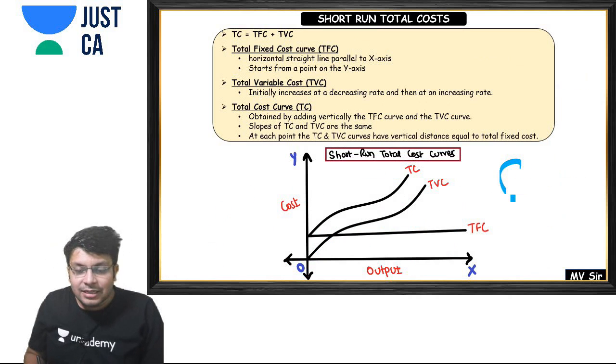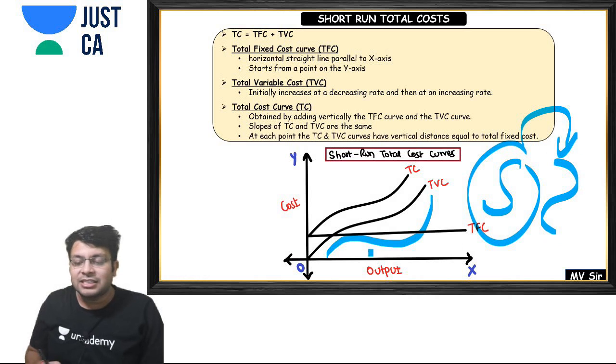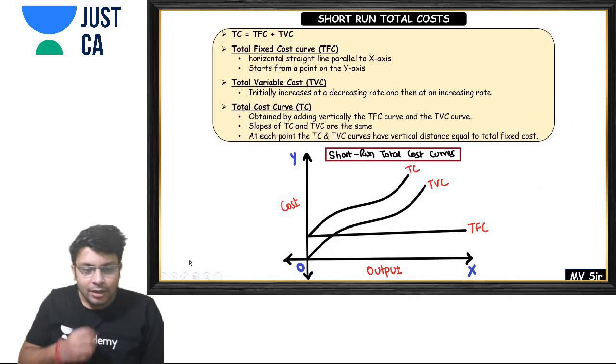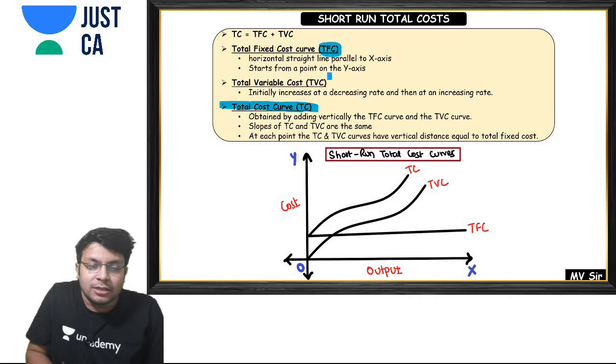So see, S is like this, we write S like this, and over here we are getting a shape like this. That is why we call this an inverted S shape. Okay. Now next, total cost curve. What is total cost? Total cost is total fixed cost plus total variable cost.